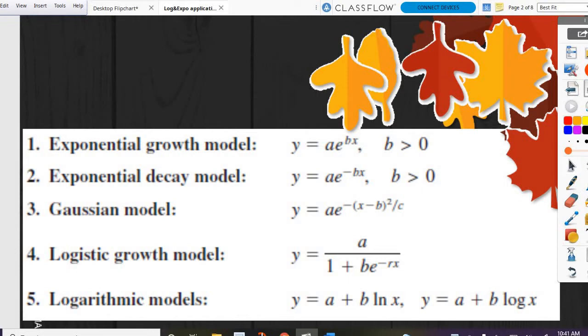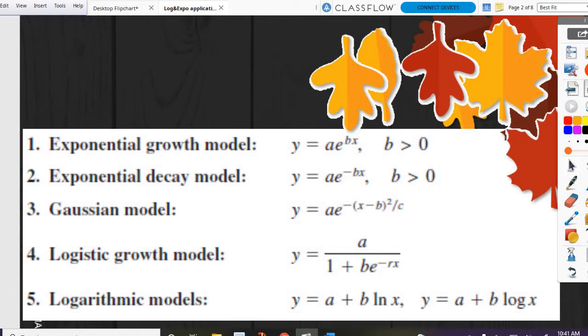You do not have to have these memorized. If I asked you to use it on a test, I would give it to you. The only thing is that you do need to know which situations would use which models. Does that make sense? So we've talked about our first 2 in depth now.